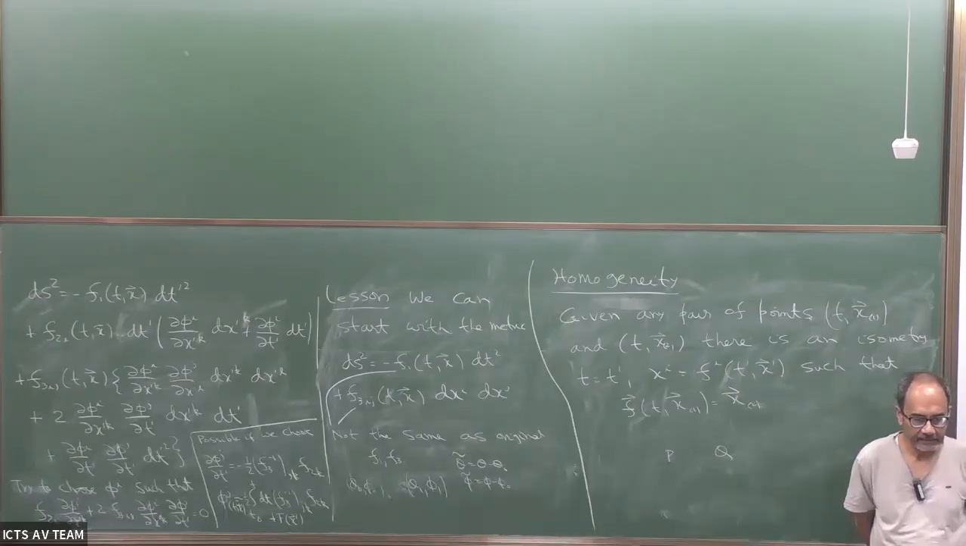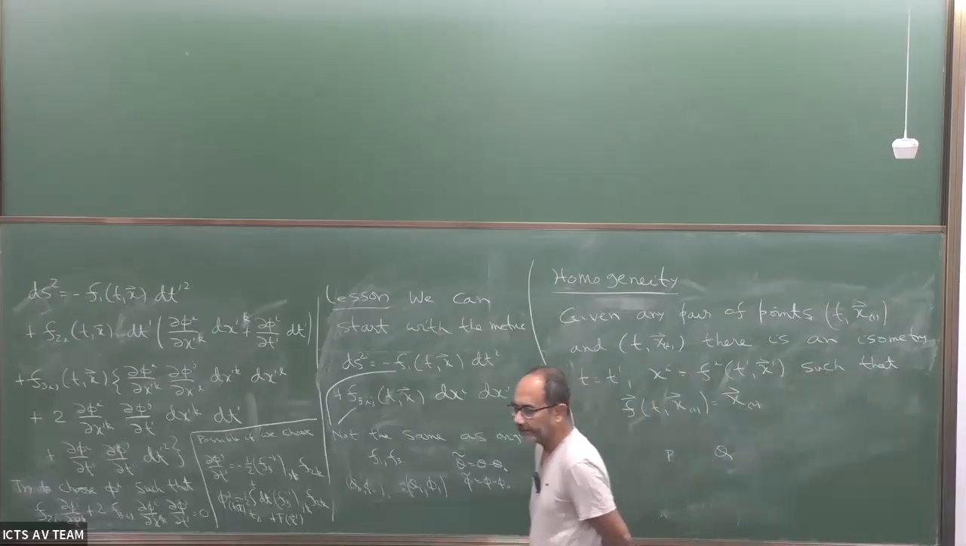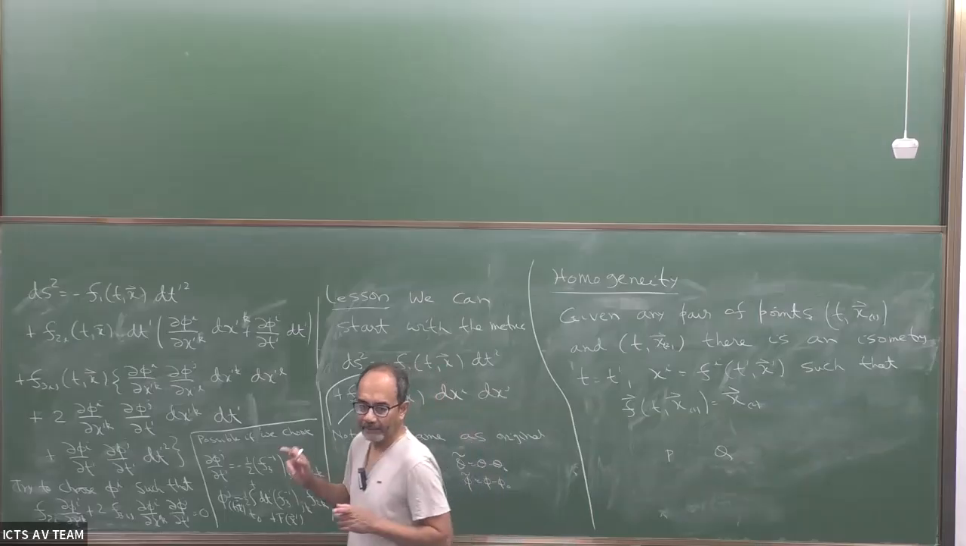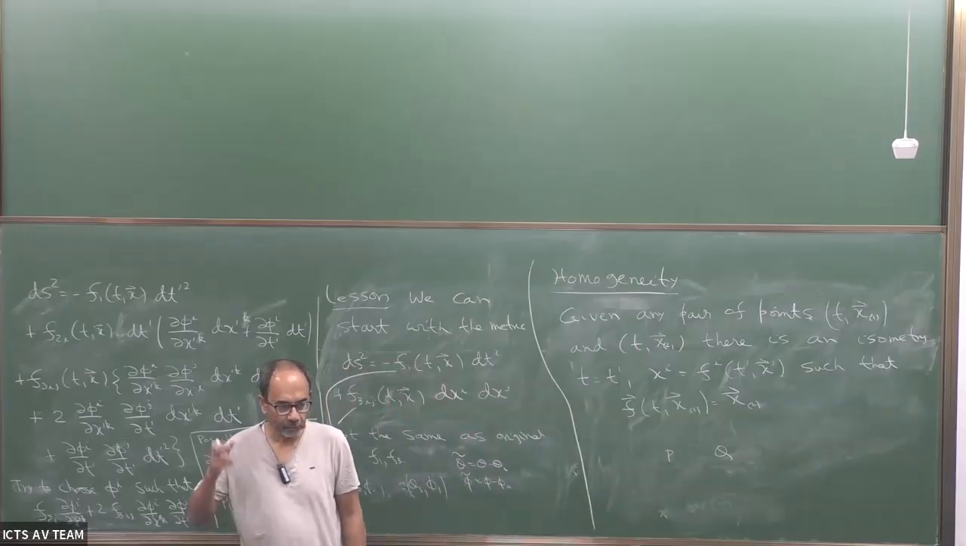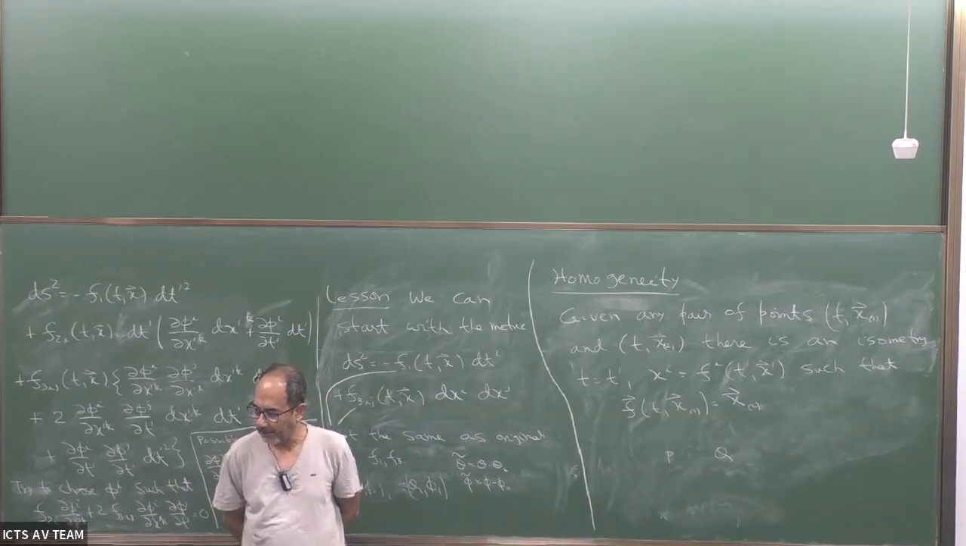Is it clear? Okay, this is why isometries are important. If it's not clear, please ask, because this is the key point why you are making use of isometries. If you want to make the space look similar at different points, you need to discover isometries.